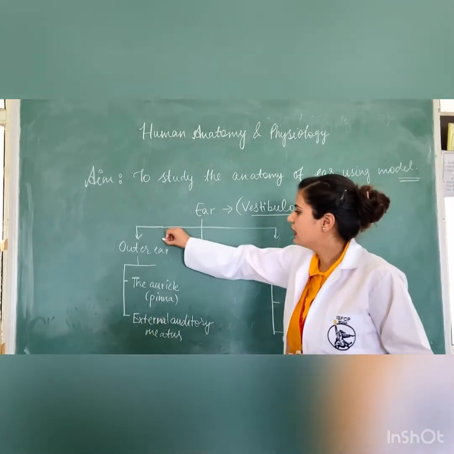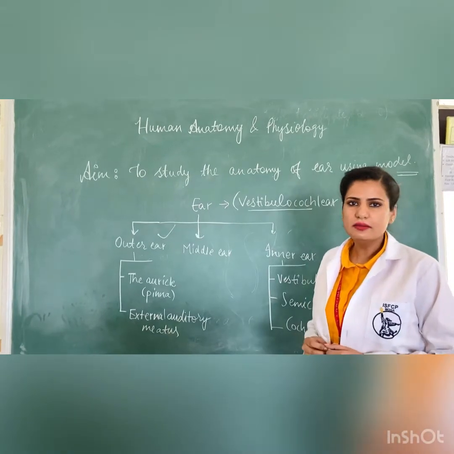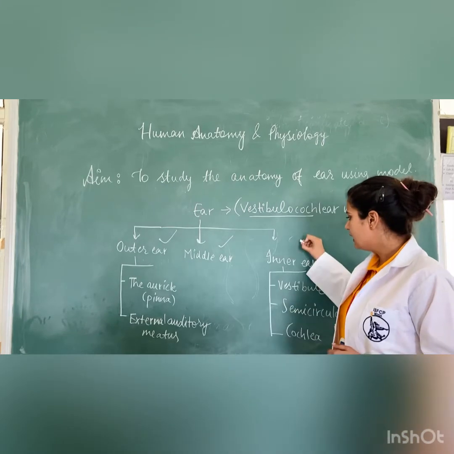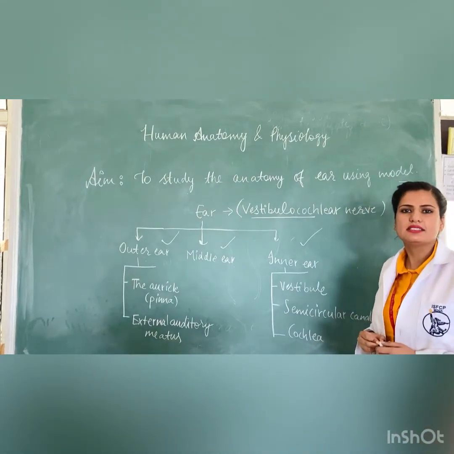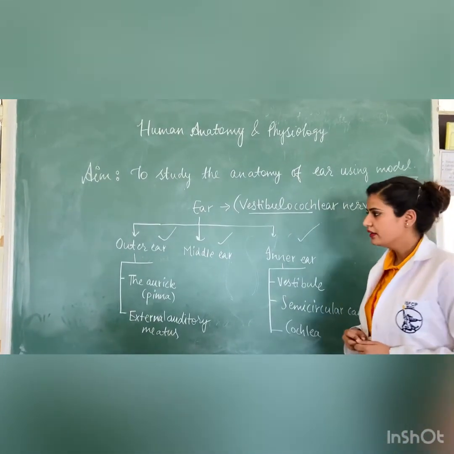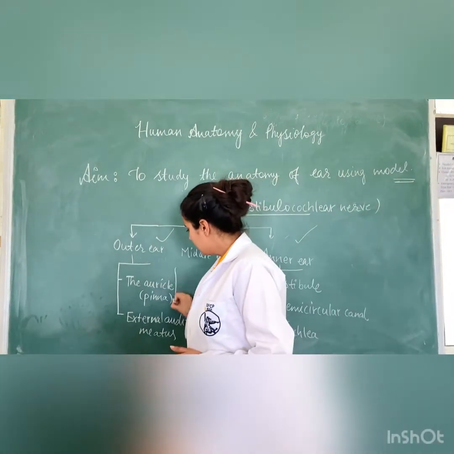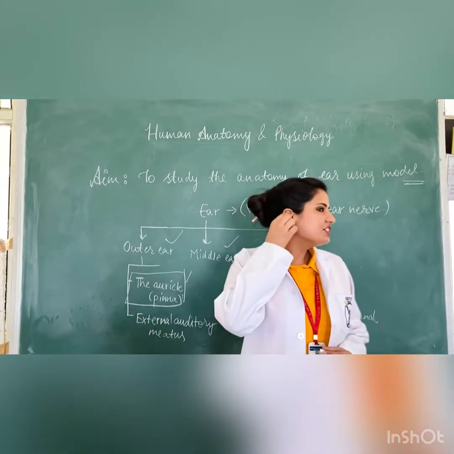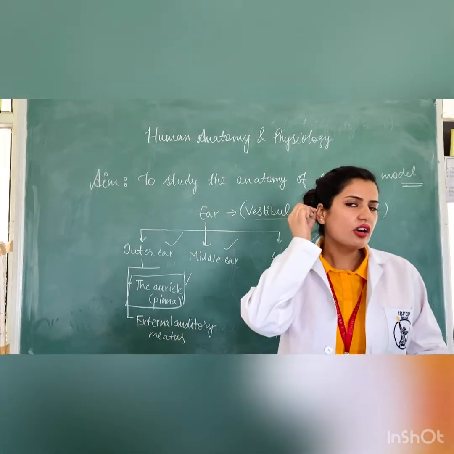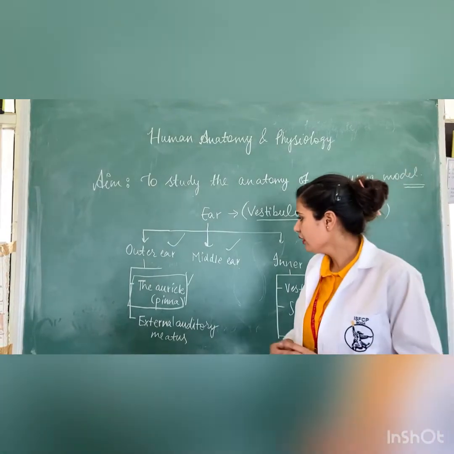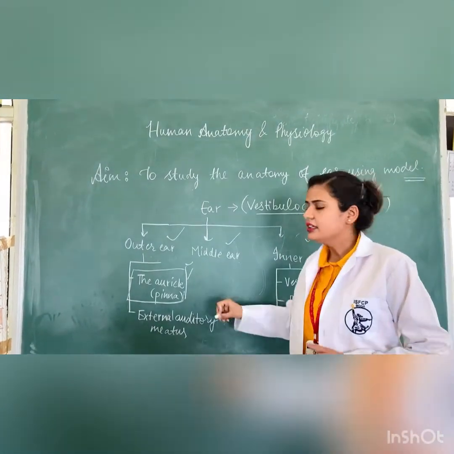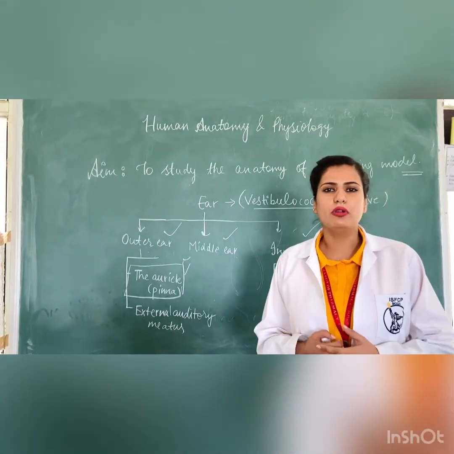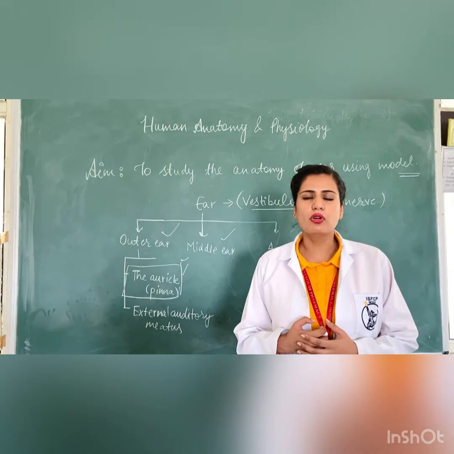The outermost part is the outer ear. Then second is the middle ear. Lastly, the innermost part is the inner ear. Except the part of the outer ear known as the auricle or the pinna, which is the outermost portion of the ear, all the parts of the ear are embedded in the petrous portion of the temporal bone. This temporal bone is the bone of our skull.